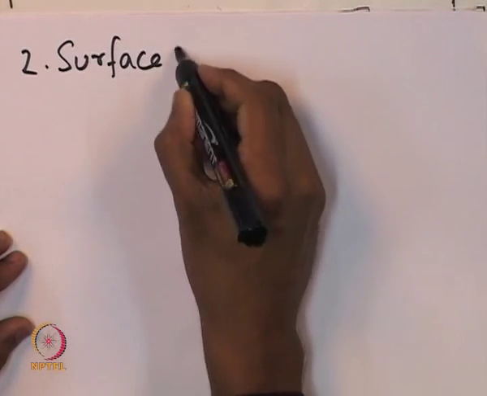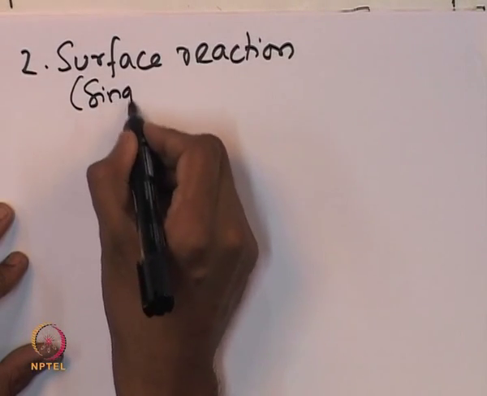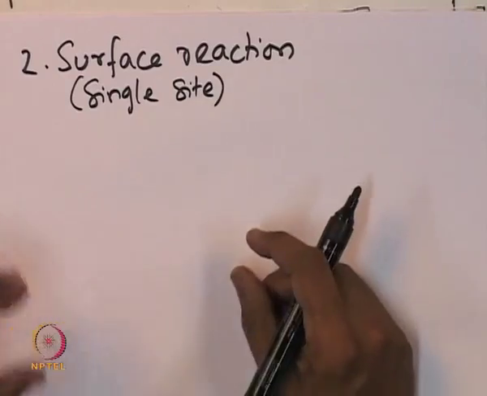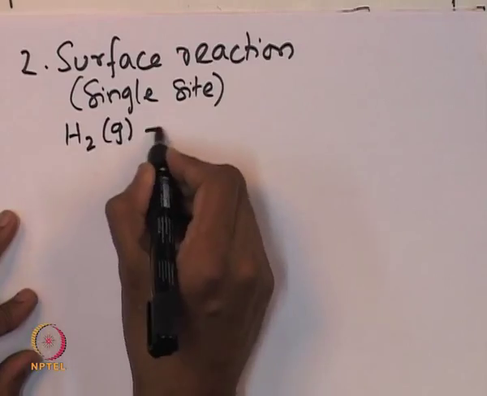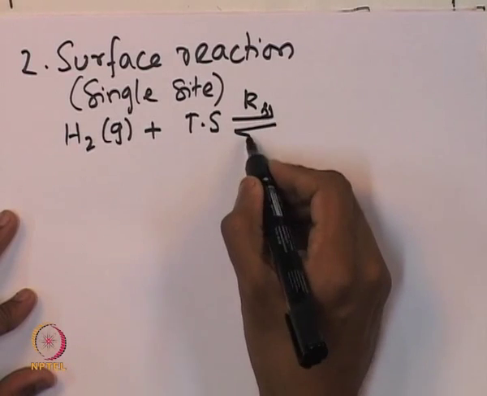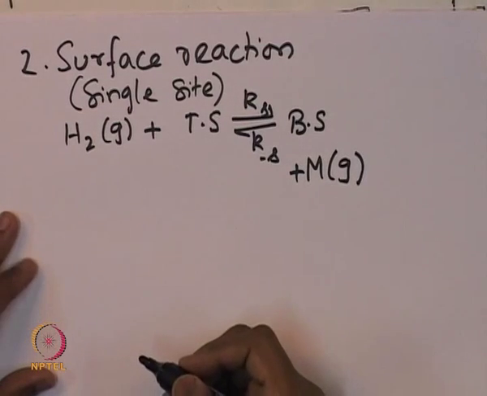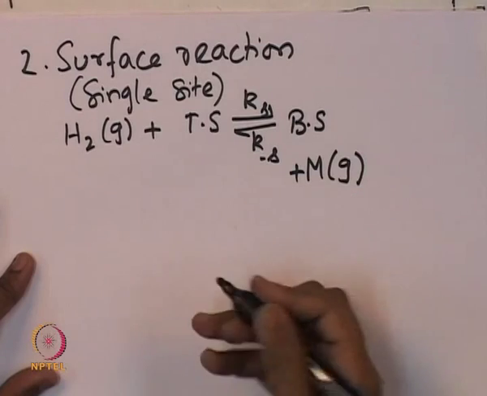Okay, so let's go into the details of the next step that we outlined, which is the surface reaction. Let us assume that it's a single site reaction where only the toluene molecule adsorbed onto one site is involved in the catalytic reaction. So we have hydrogen in the gas phase plus the toluene which is adsorbed onto the surface, and they react with each other, leading to the formation of benzene and methane in the gas phase. Now we can capture the rate at which this reaction occurs.